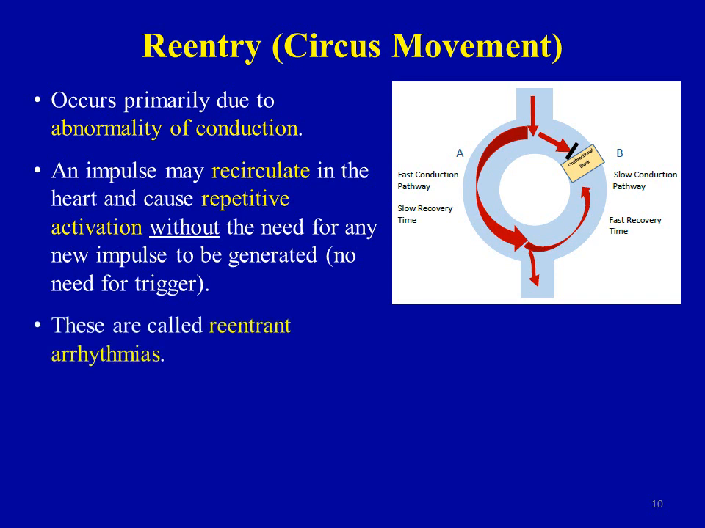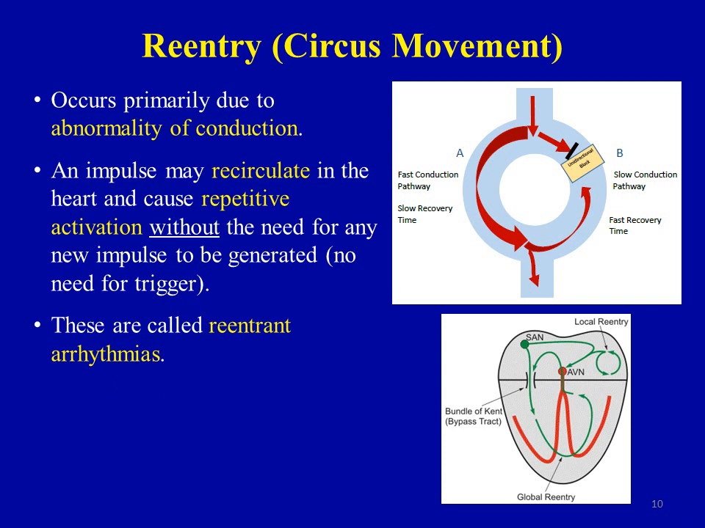These arrhythmias that are generated by reentry are called reentrant arrhythmias, and they can happen anywhere in the heart. They could be local, happening in the atria or in the ventricles, or they can be global or generalized reentry arrhythmias, like in the Wolff-Parkinson-White syndrome that we'll study in one of the slides in part 2 of the topic.